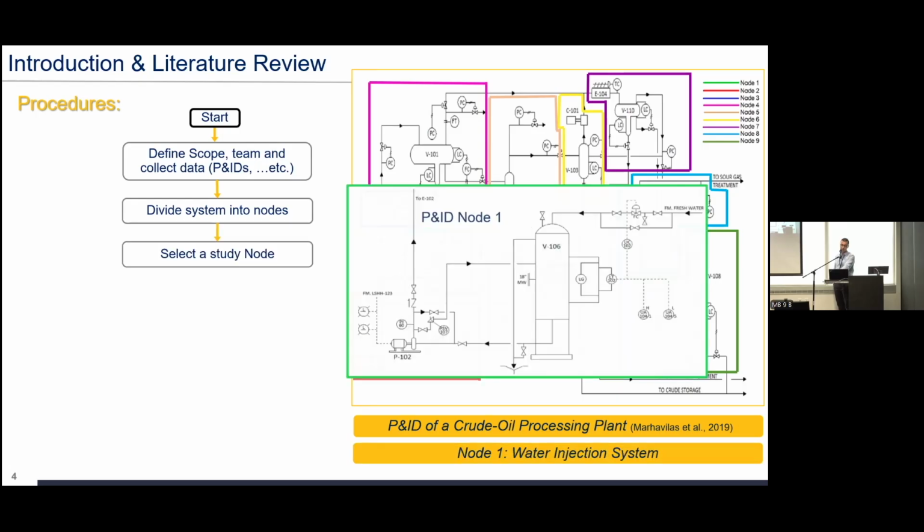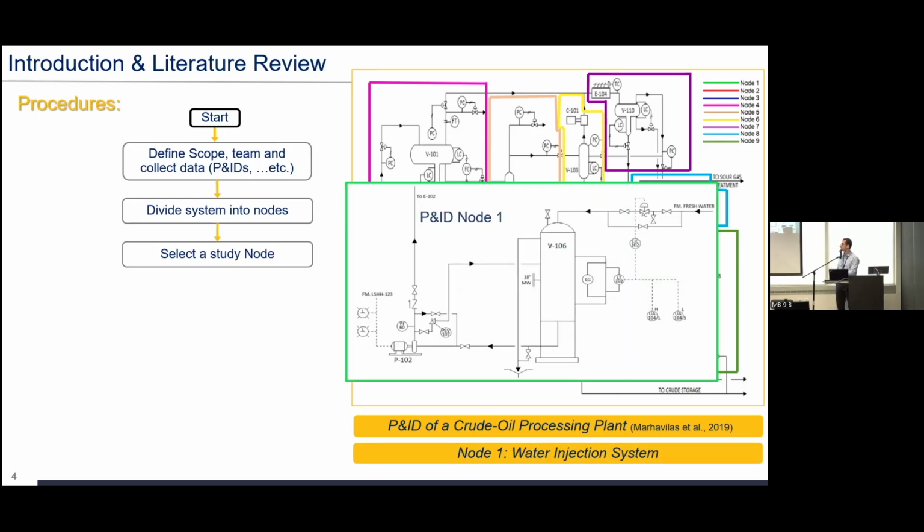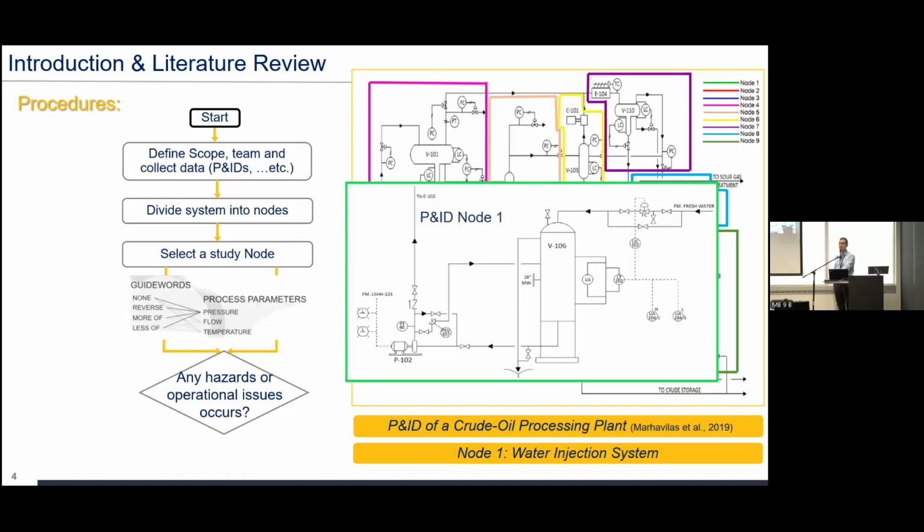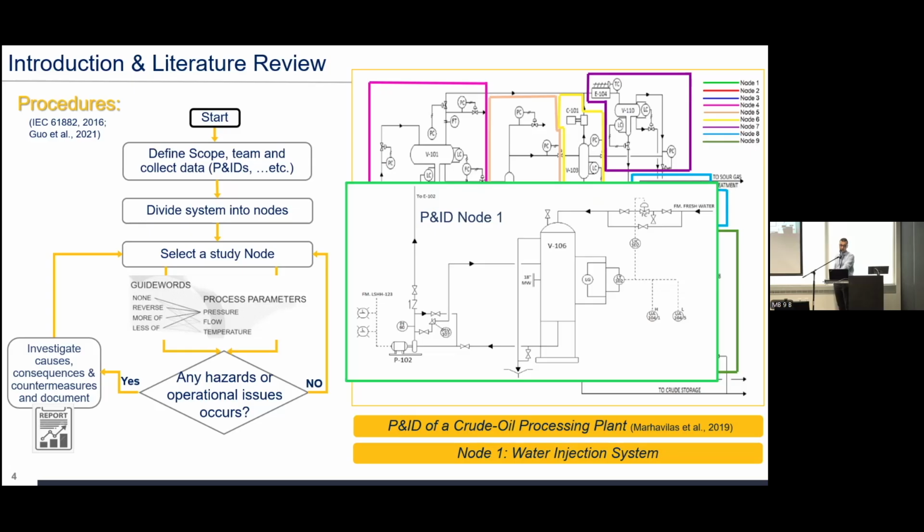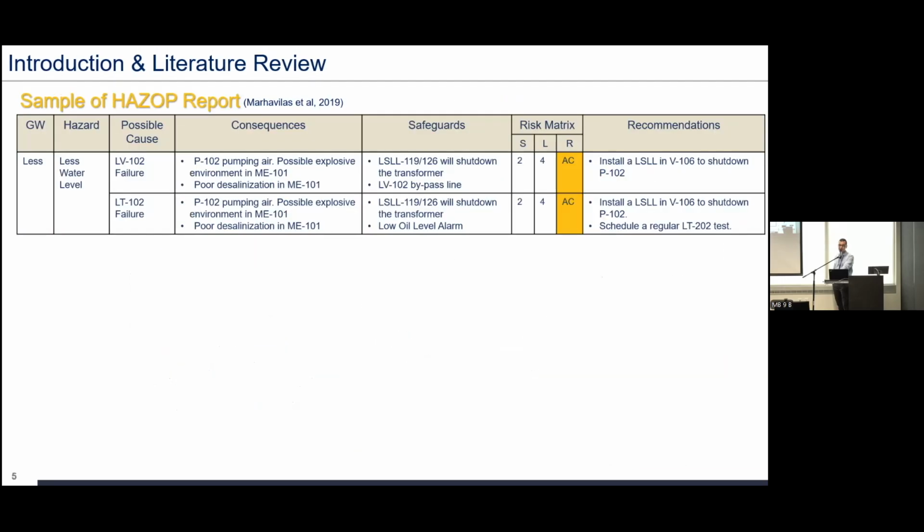For each particular node, for example, this is the first P&ID node, which is the water injection system. We move forward to the last phase, which is execution, by applying a set of guide words and parameters together to reveal any kind of hazard and operability issues, and also identify their root causes and consequences on the whole system. Then we identify safeguards and recommendations that can prevent or mitigate these hazards. Then all these elements are summarized in a final HAZOP report.